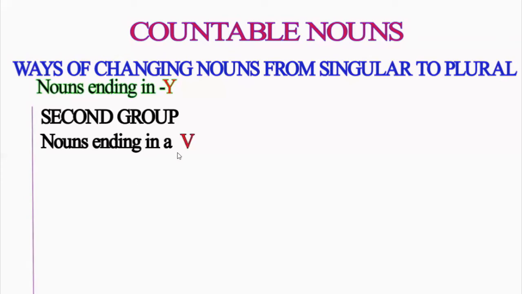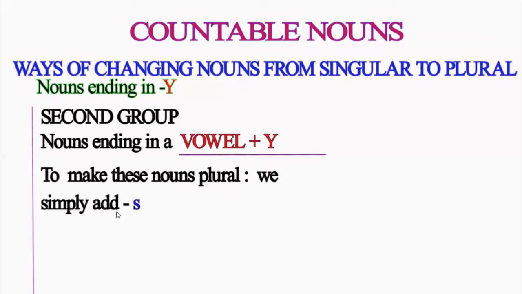Nouns ending in a vowel plus y. To make these nouns plural, we simply add the s. Second group of nouns whose last letter is y, but before y there is a vowel. We have seen some examples, for example, day, monkey, donkey, tray. To change this noun from singular to plural, what we have to do is to simply add s. Just add s. Examples, singular, plural.